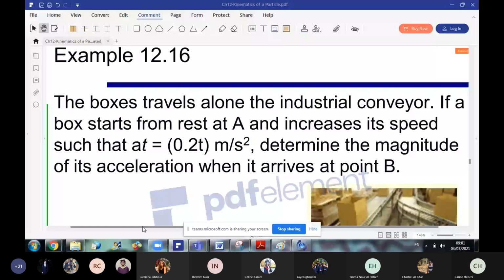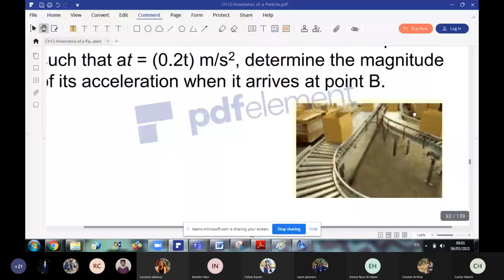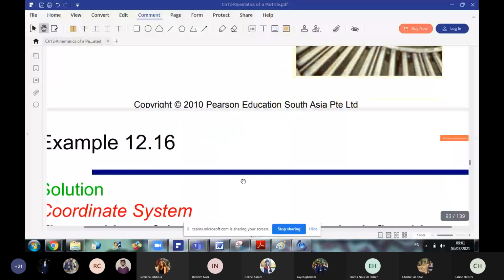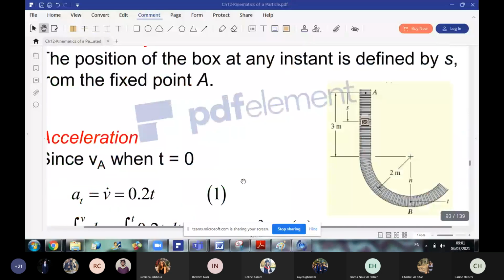So here, in the next slide, we have a detailed figure. This is the path of motion of my box on the conveyor. We can see that in the first step, the motion of the box is linear, so it's going through a straight line. And then in a second step, the box is undergoing a change in curvature, a change in direction. So it's moving along a curve, and the curve is circular, of radius 2 meters.